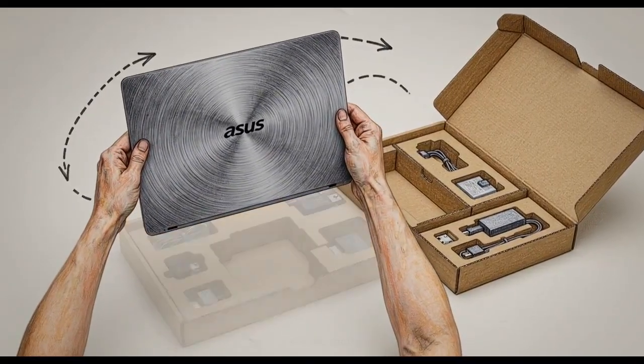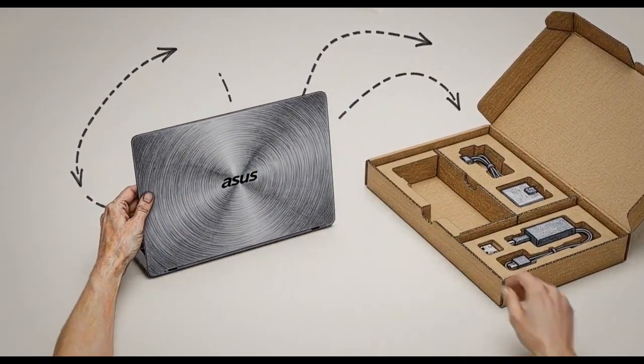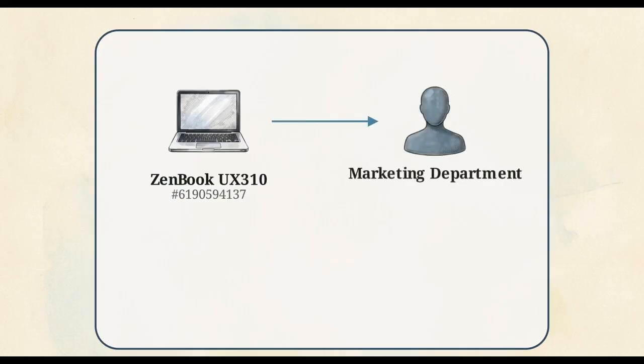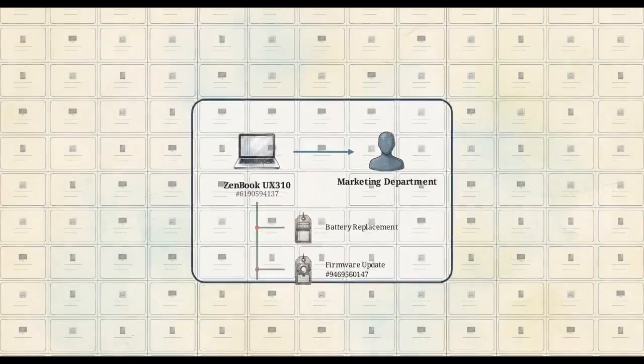A brand new Asus ZenBook UX310 is unpacked and set down in the office. The system links the exact serial number to a marketing employee. Over time, it captures a life cycle history, recording hardware events and firmware update 9469560-147. Zooming out, this log nests within a matrix tracking thousands of Dell monitors, iPads, and InDesign seats.